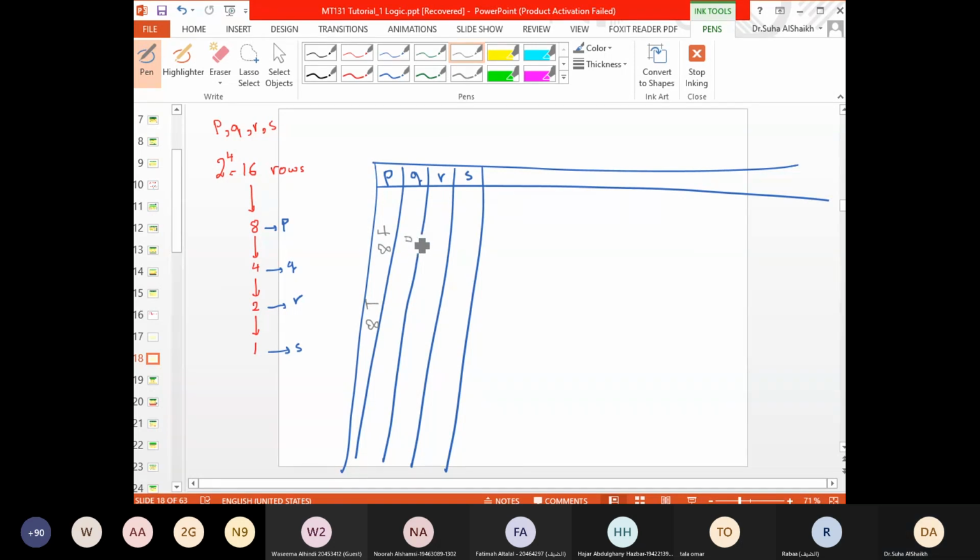وهنا 4 false 4 true. بعدين 4 false و4 true. بالنسبة للR 2 false 2 true 2 false 2 true 2 false and 2 true. You understand this, huh? وبالنسبة للS راح تمشي like false true false true false true إلى الأخير. You got that?